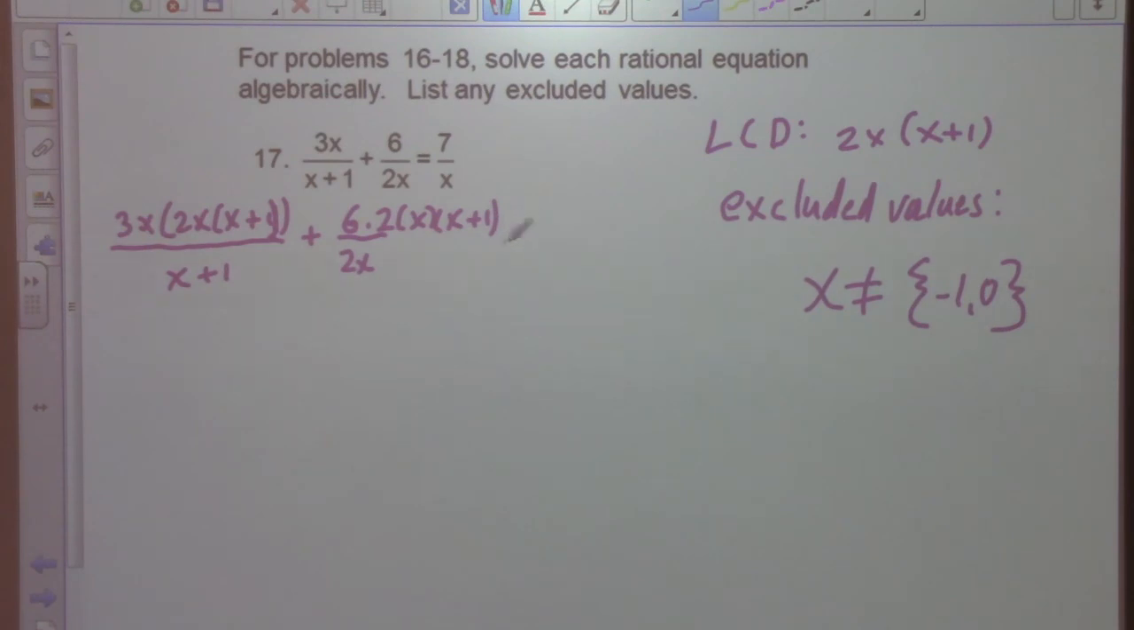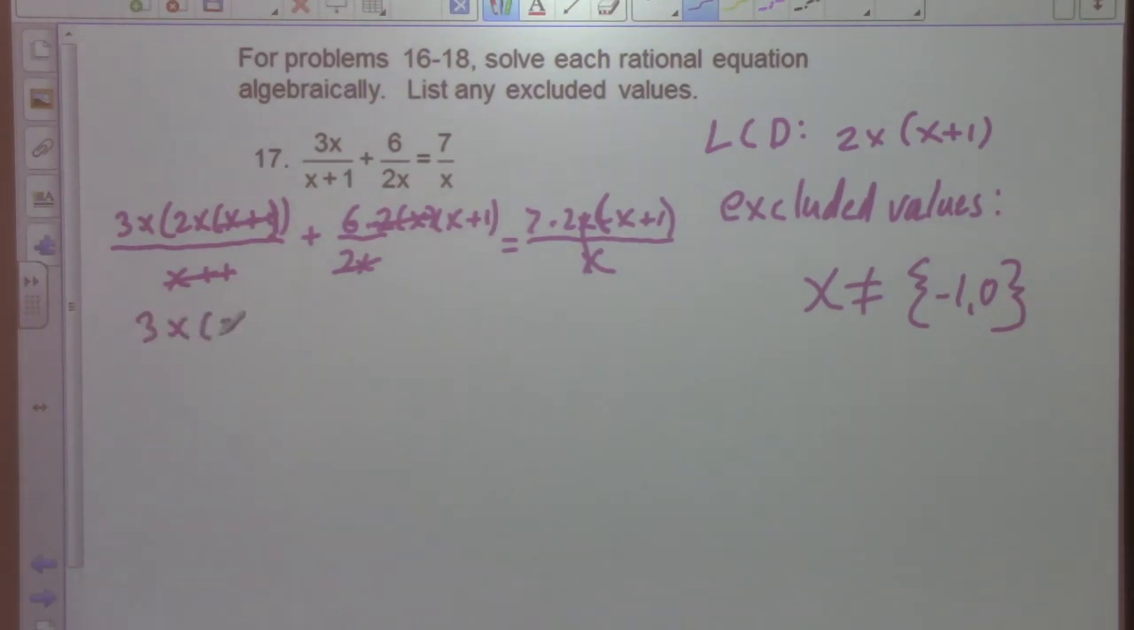And then finally on the right side of the equation we have 7 times 2x, x plus 1. 7 times 2x, x plus 1. And that's going to be over x. Do all of the denominators cancel out? Yeah, that'll cancel out, and 2x will cancel out, and x will. And what do we have left?